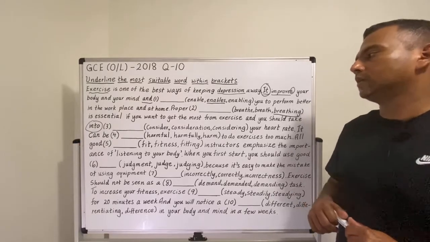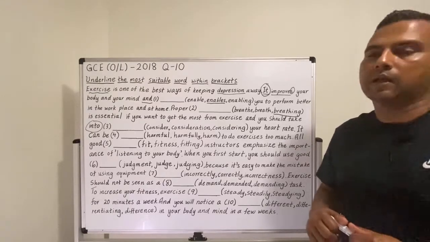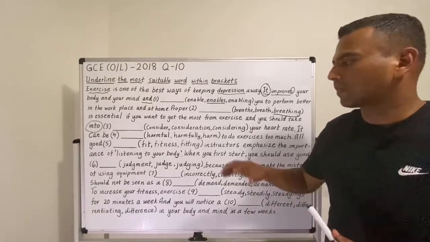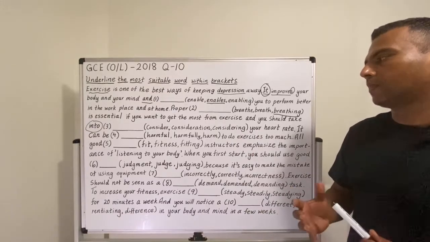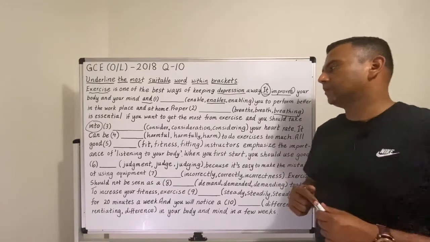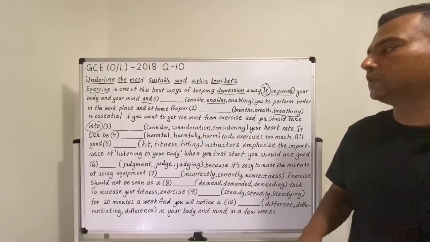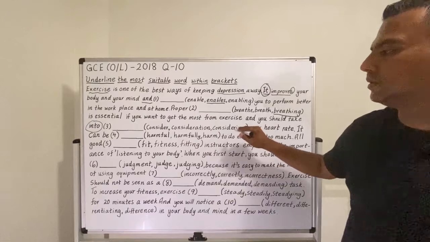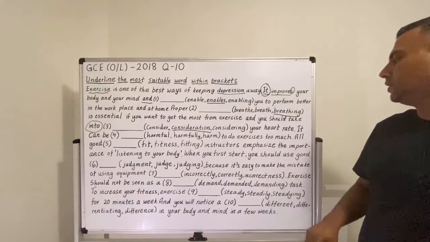So then the consideration. What do you understand by consideration? Consideration is actually the noun. That means the ability to make a considered decision. So as I told you, after a preposition we always have to use a noun. The only noun that you can find within these brackets is consideration. So you should take into consideration your heart rate.